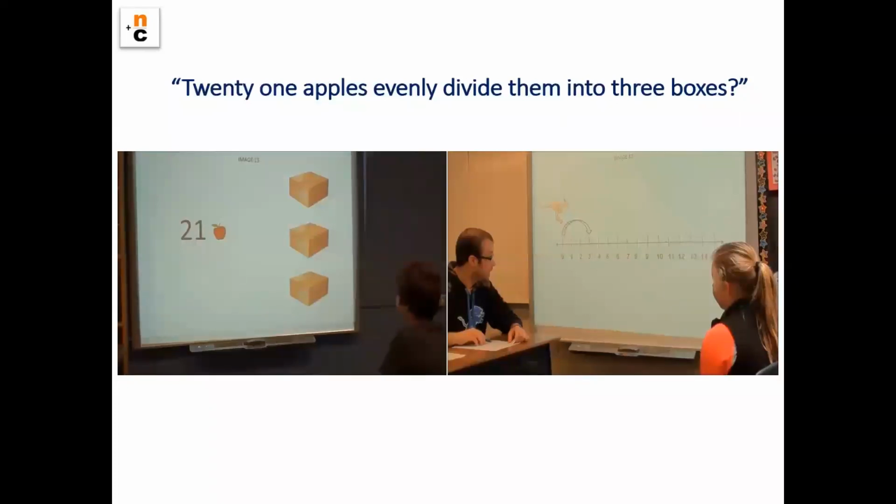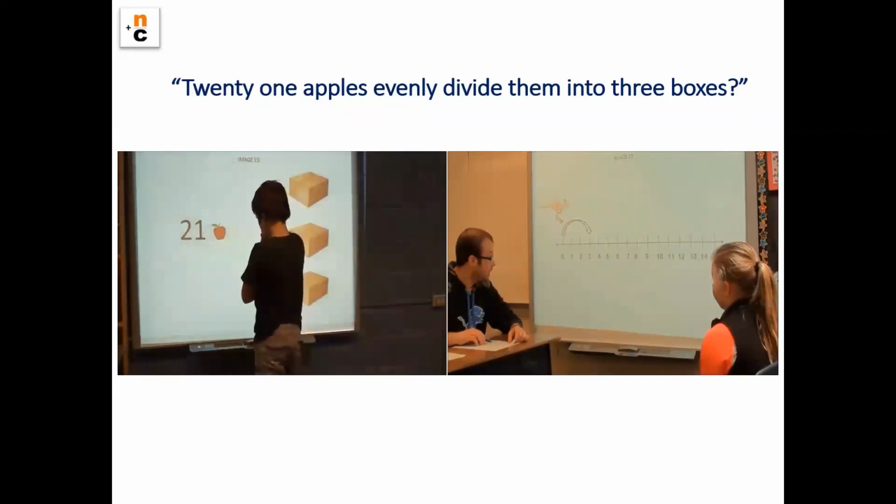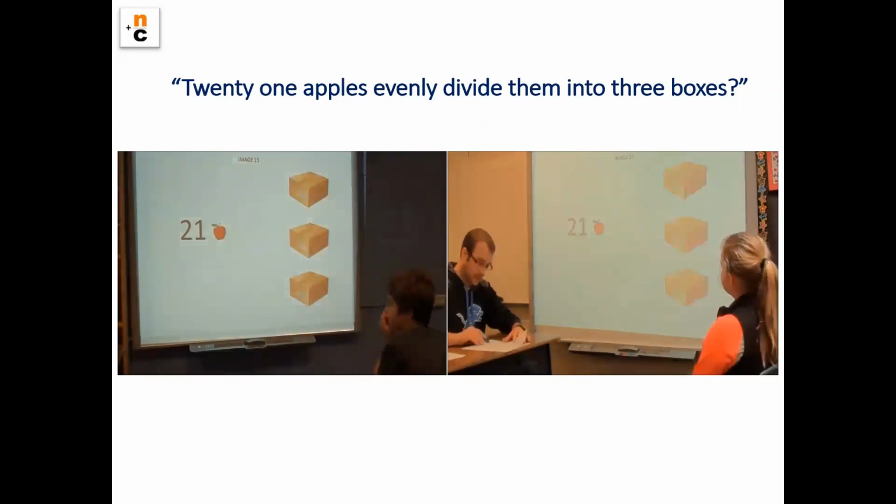That's apples again. There are 21 total apples. I want you to evenly divide them into 3 boxes. How many apples are in each box? I don't know how many I'm going to put there. This one's tricky. This one's hard. We're going to go next. There are 21 total apples. I want you to evenly divide them into 3 boxes. How many apples are in each box? 7. How'd you figure that one out? Because 21 divided by 3 is 7.